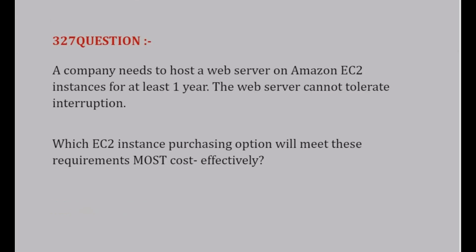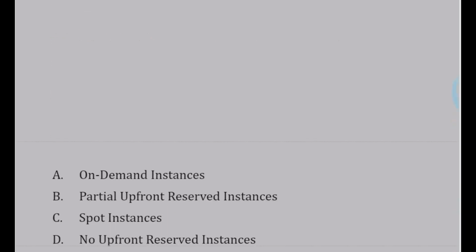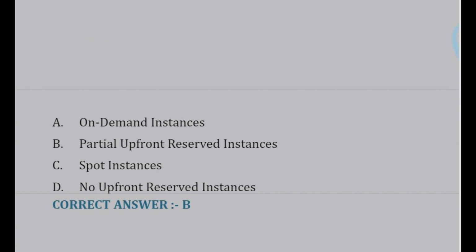Question is, a company needs to host a web server on Amazon EC2 instances for at least 1 year. The web server cannot tolerate interruption. Which EC2 instance purchasing option will meet these requirements most cost effectively? Option A, on-demand instances. Option B, partial upfront reserved instances. Option C, spot instances. Option D, no upfront reserved instances. Correct answer is option B.